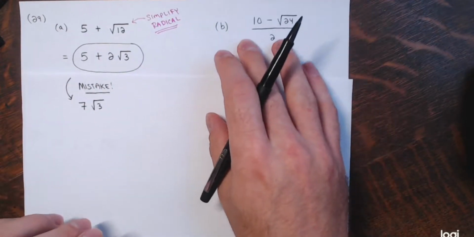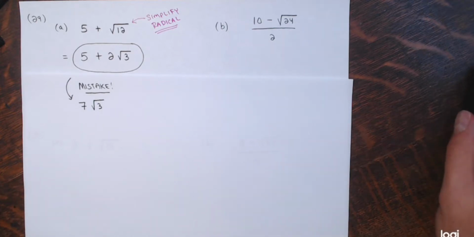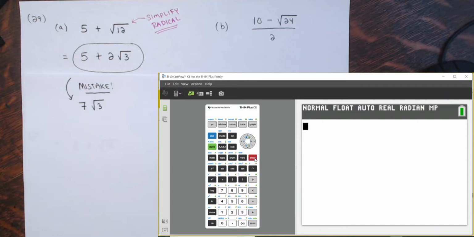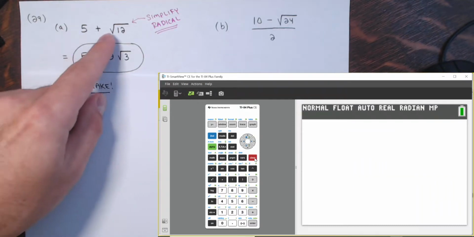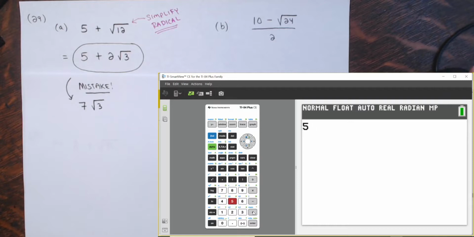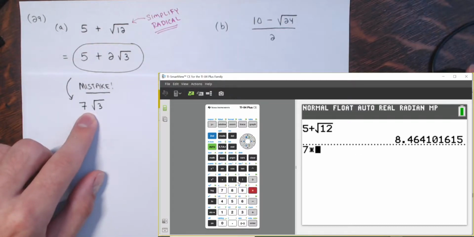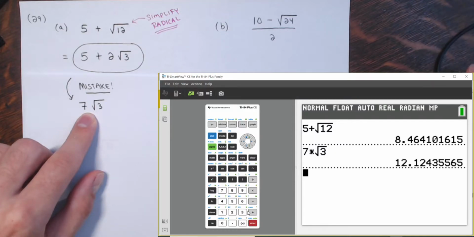Well, let me show you why that's wrong. Pull the calculator up. Let's look at our original expression. It was 5 plus the square root of 12, and you see I'm getting here 8.464 or whatever. Now let me put in this mistake value, 7 times the square root of 3. And you see it's not the same number, right?